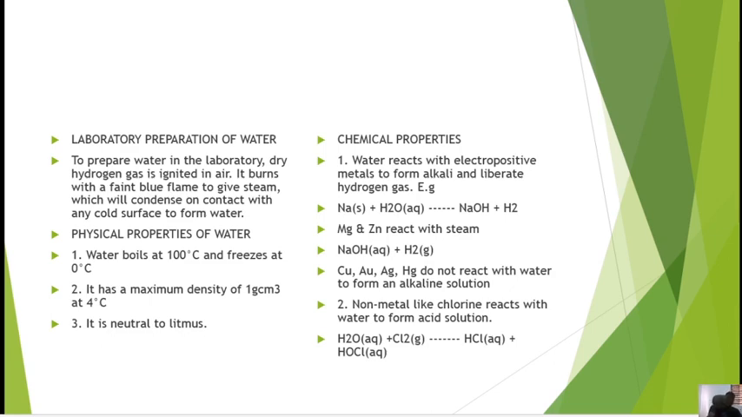The second set of chemical reactions is that water tends to react with chlorine and most other halogens to form an acidic solution. This particular acidic solution is going to be made up of a hydrohalic acid and a monooxohalate 1 acid. So in the case of chlorine, you have your hydrochloric acid and your monooxochlorate 1 acid.